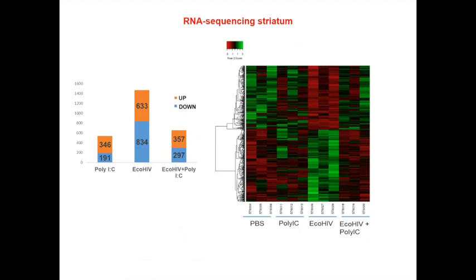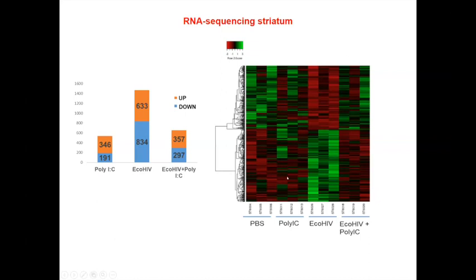Actually, here I show more or less the same thing, but I think it's clearer. We have a big dysregulation in the striatum of infected mice with eco-HIV, and the majority of these genes are downregulated. When we administer the treatment, the number of genes goes down.